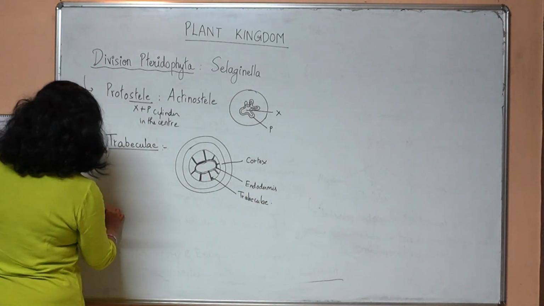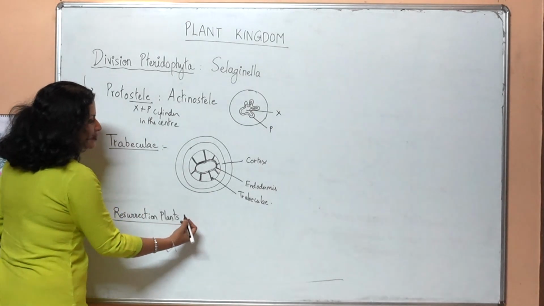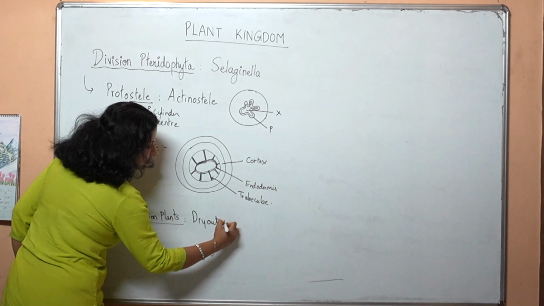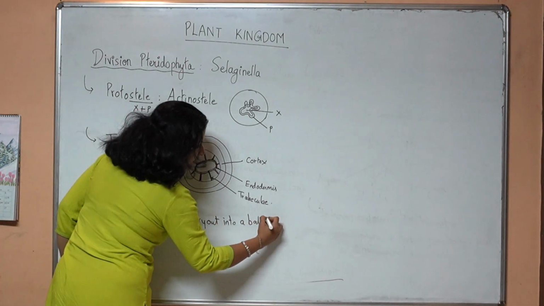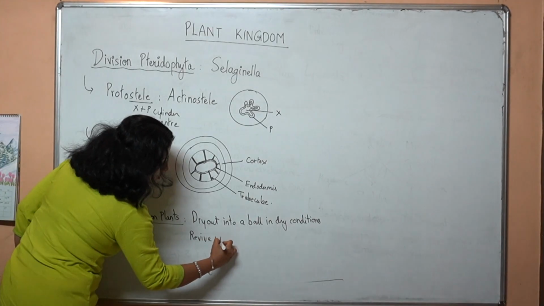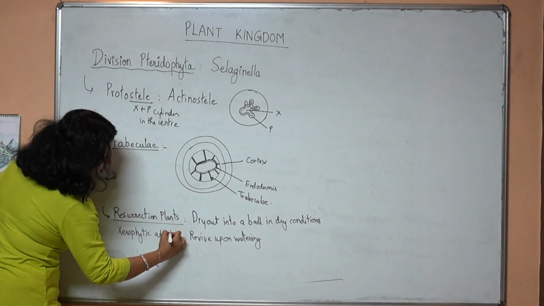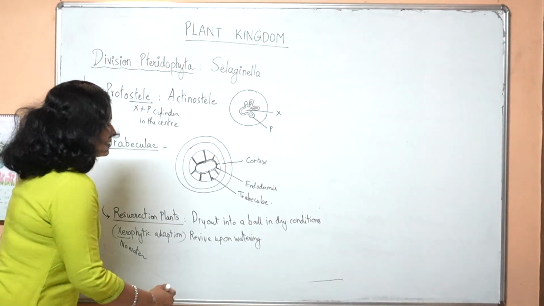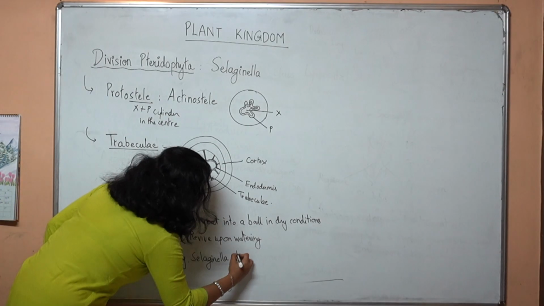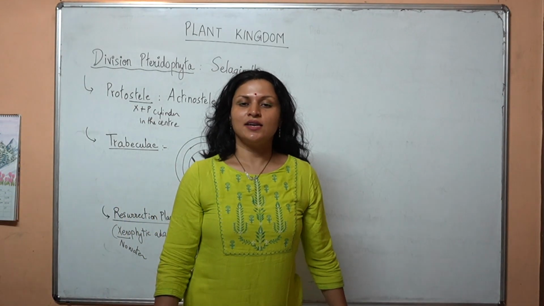They are called resurrection plants, because they have this ability to dry out into a ball in dry conditions and then revive completely upon watering. Okay, this is a xerophytic adaptation. Xerophytic, meaning xero means no water. An example is Selaginella lepidophylla. So these are your NEET-related points. So with that we complete Selaginella.